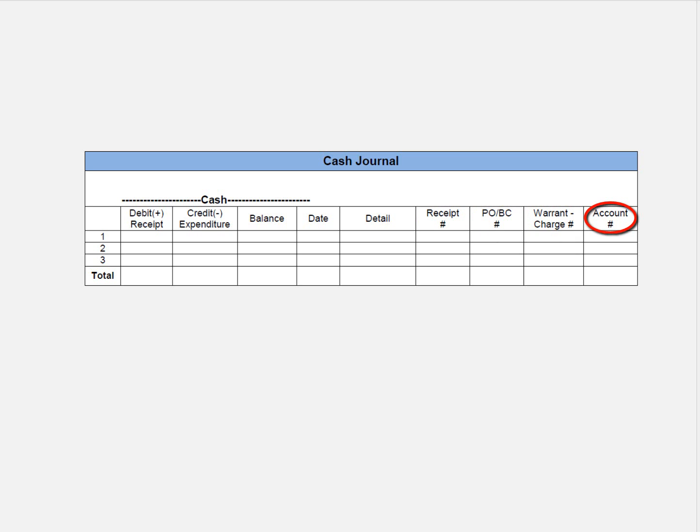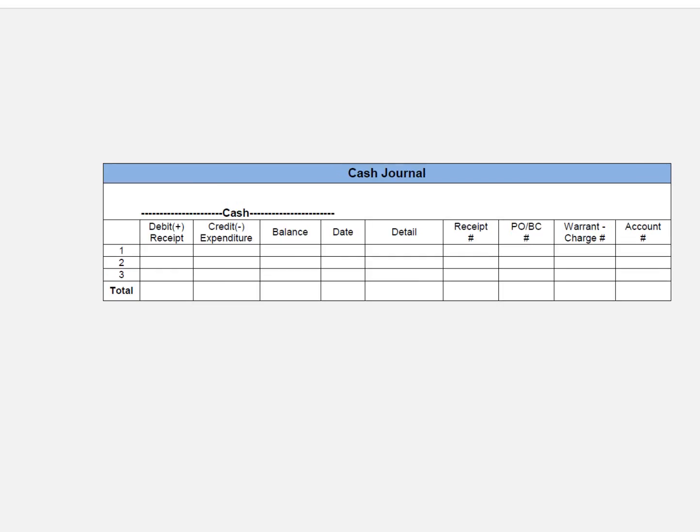And the account number column is used to record the revenue or appropriation account numbers assigned to each transaction. Account numbers are discussed in detail in Fund Accounting 101, Chapter 3. So in Chapter 2, in this space, we're going to be entering a fund name instead of numbers to keep the training simple at this point.